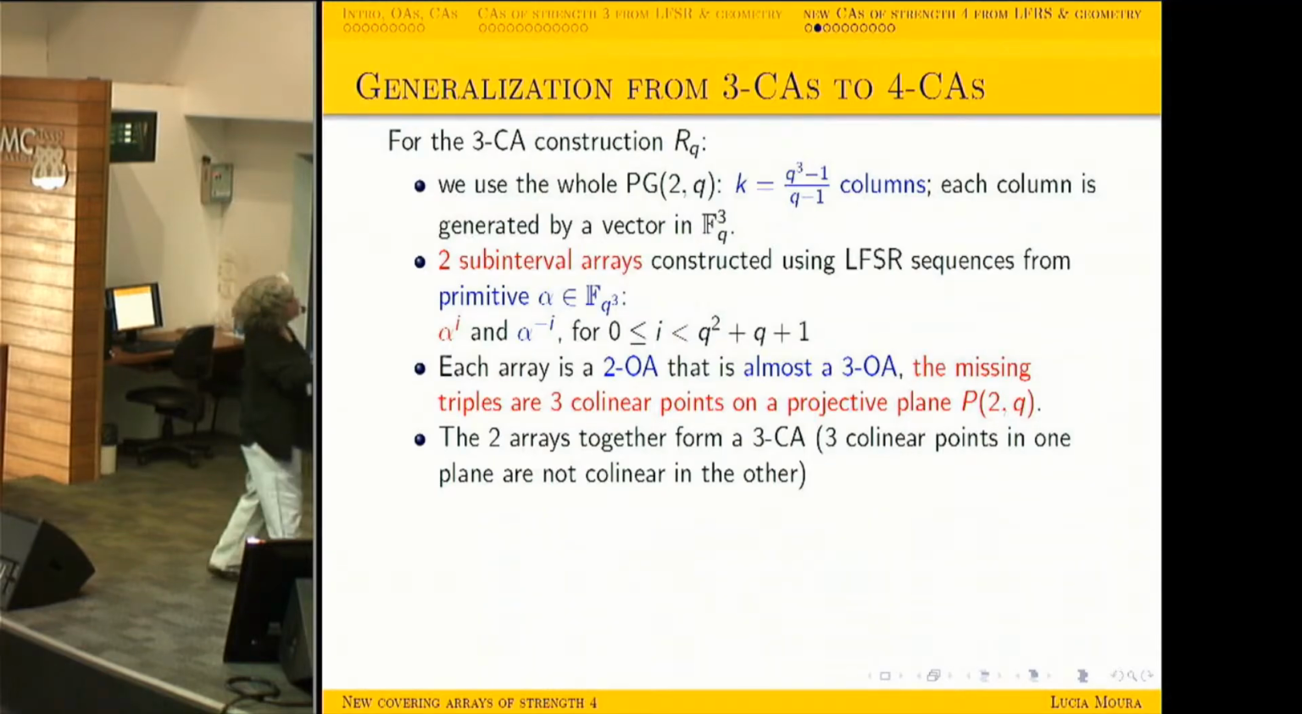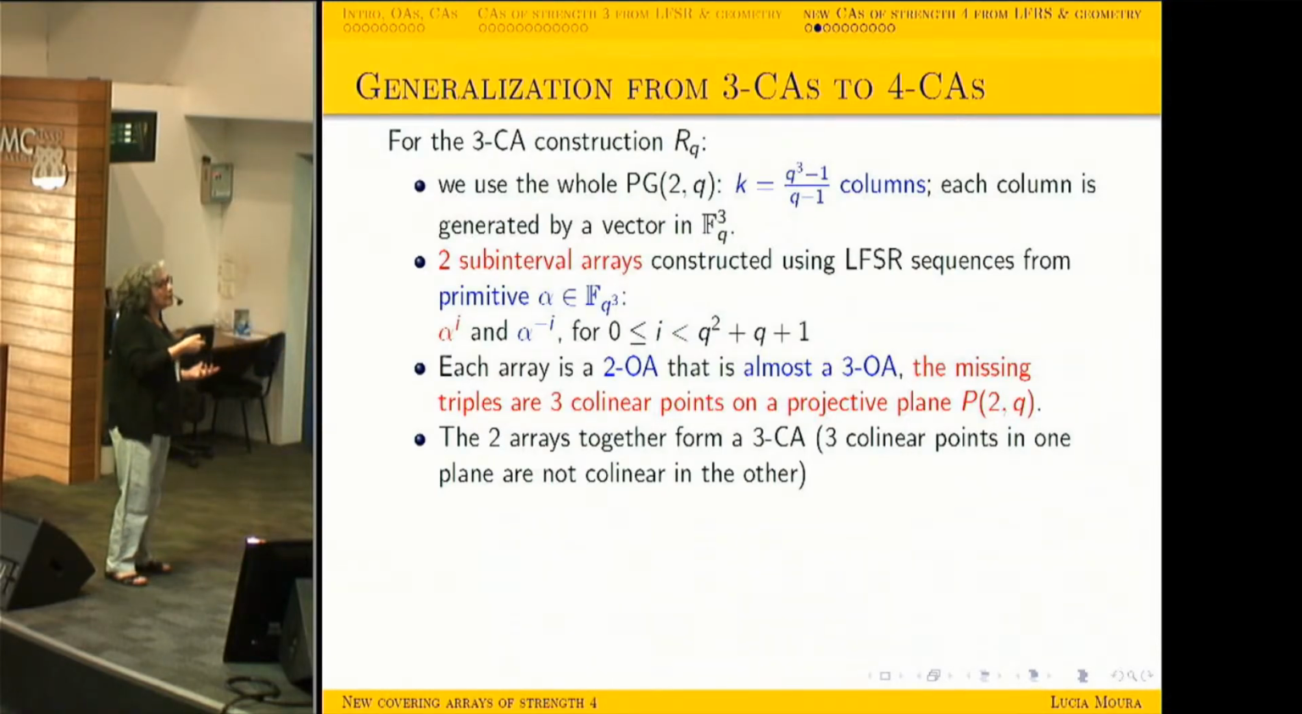Then each array is a 2-way, that's almost a 3-way, and the missing triples are 3 collinear points on a projective plane of order 2. But when I have the two arrays together, they are two projective planes, so 3 points that are collinear in one are not collinear in the other. And that did the job for strength 3.